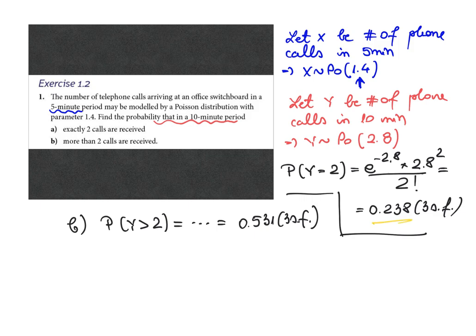These are my answers. So please pay attention and think of what happens when the time or space interval, for example, doubles: the parameter doubles. If it's 3 times as much, it will triple. If it's half, the parameter will halve.